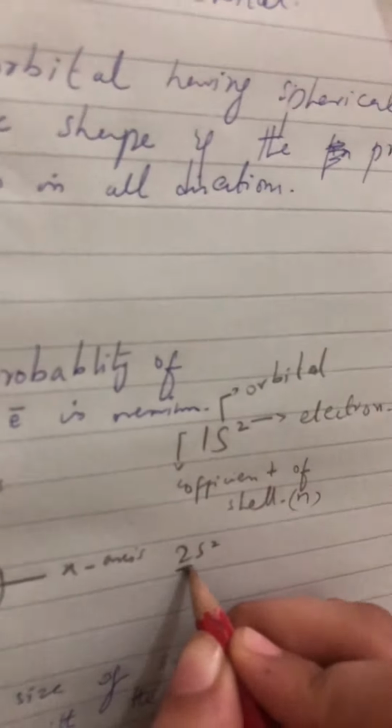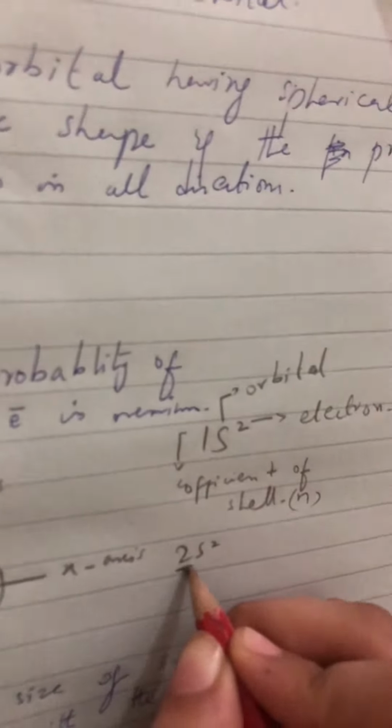Now we have dz square. As I told, it has a donut shape. How? Z, X, Y. It will also be on the axis. It will be like this. So this is the shape of dz square. You can see here a donut. That's why dz square has a donut shape.